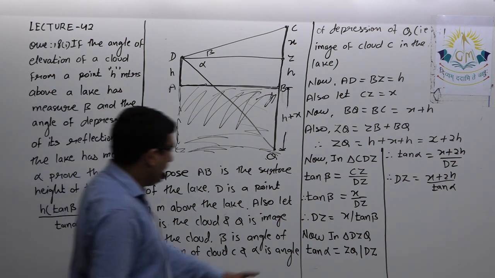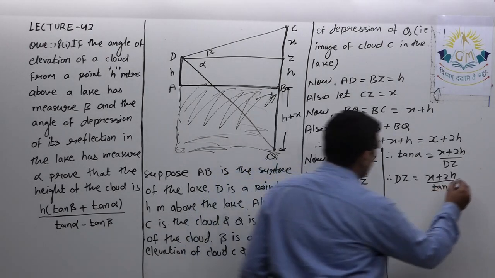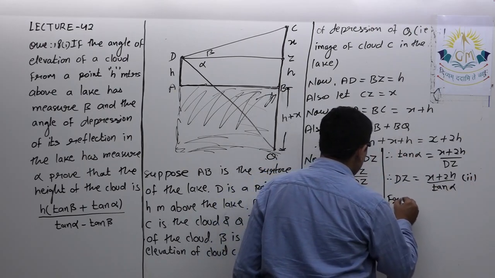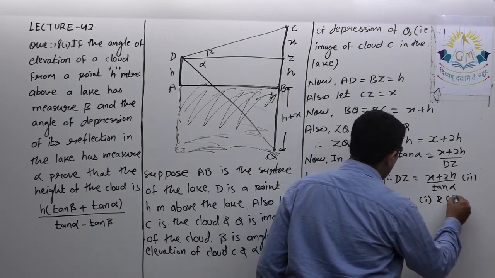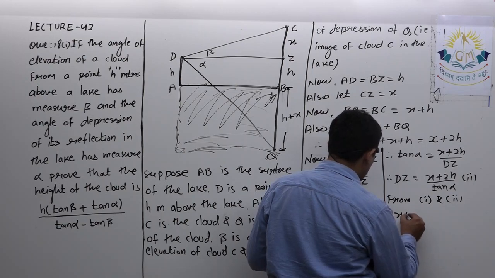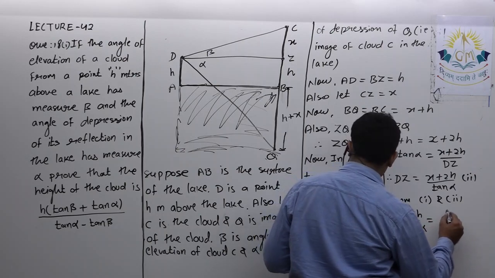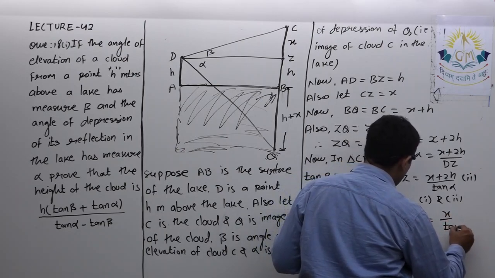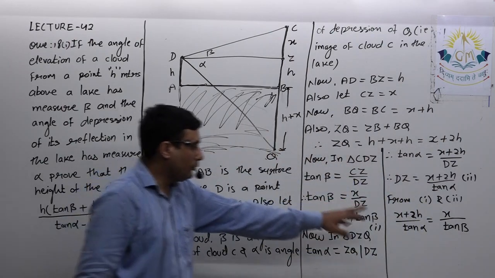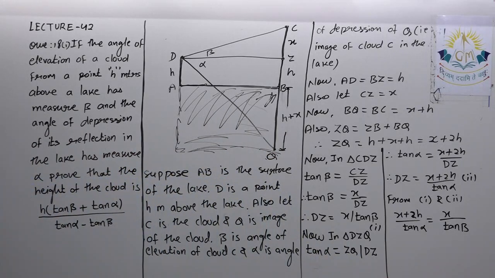Okay, here you can see it is the value of DZ from the first equation. Let it be first and let this be the second. From first and second we have the value of DZ, so we'll equate them. From first and second I can say X plus 2H upon tan alpha is equal to X upon tan beta. Okay, so note it down up to this point, then we'll see how to simplify this and how to get the required value. Please note it down up to this point.